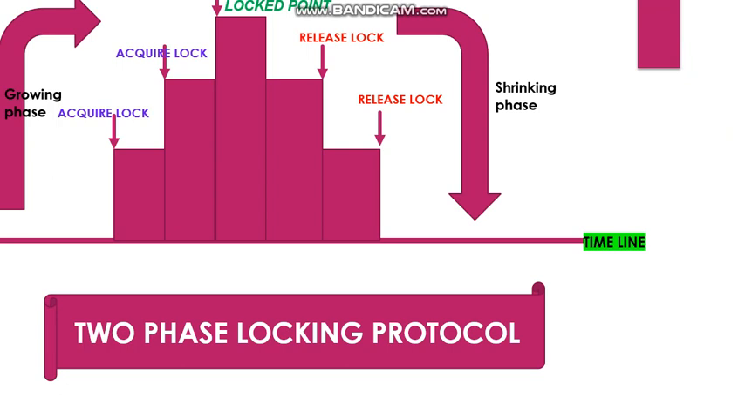Two-phase locking protocol says that transactions should acquire all the required locks before releasing any of the locks. This phase is called the growing phase. Once it has got all the locks, this point is called the locked point. After the locked point, if it wants, it can release the lock on a data item. This phase is called the shrinking phase.